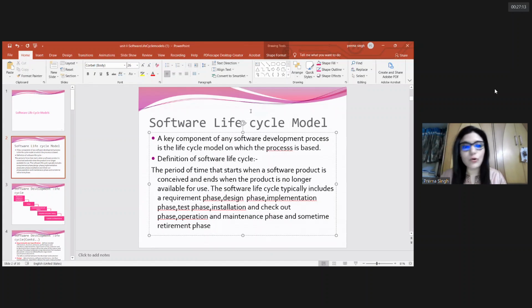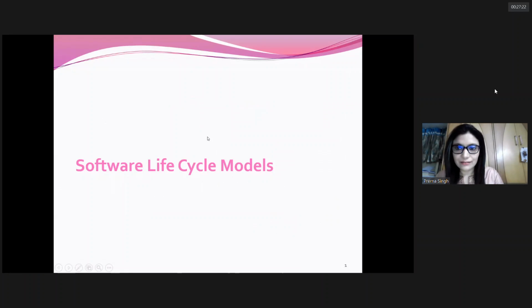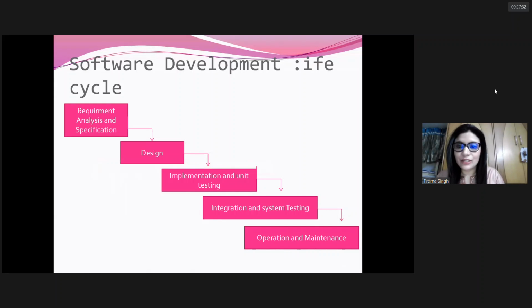Okay. So you can see from here, I'll share the slide with you. So we are going to do the software development life cycle, right? It is the period of time that starts when the software product is conceived and ends when the software product is no longer available for use. So these are the steps that we need to follow. I'm going to explain each step one by one, and what is done in each step, right? The first is requirement analysis and specification. Second is design. Third is implementation and unit testing. Fourth is integration and system testing. And fifth is operation and maintenance.